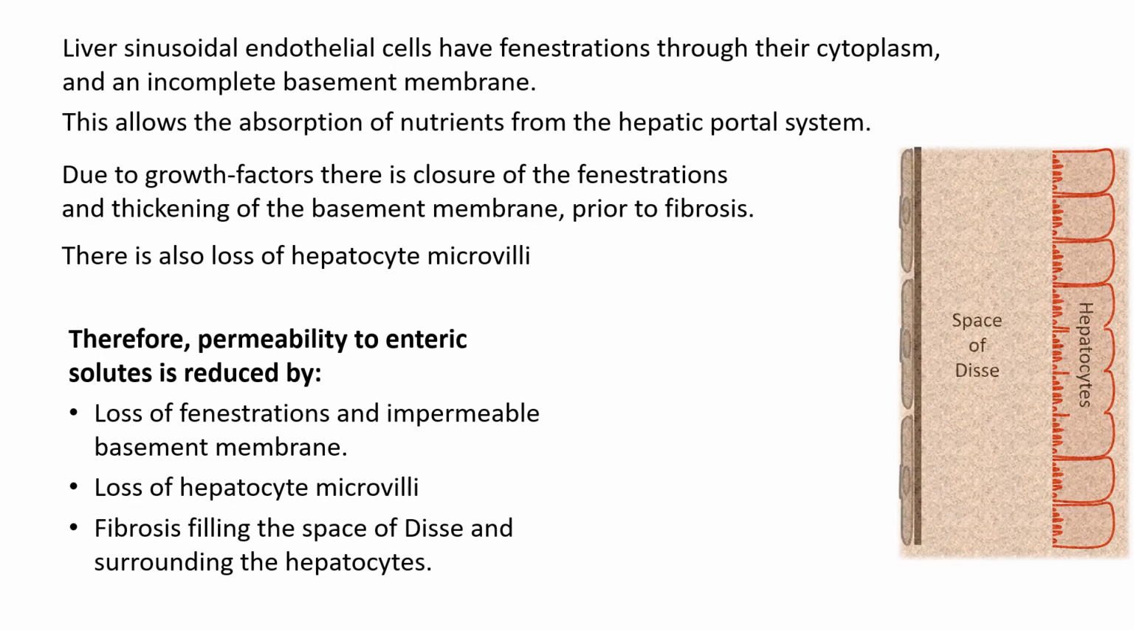So permeability to the enteric solutes that we want is reduced by the loss of fenestrations and the impermeable basement membrane, and the loss of hepatocyte microvilli. And then fibrosis starts. So fibrosis, or that collagen being laid down in the space of Dis and surrounding the hepatocytes, is going to put up another barrier. That fibrosis also is going to prevent any absorption of the enteric solutes.